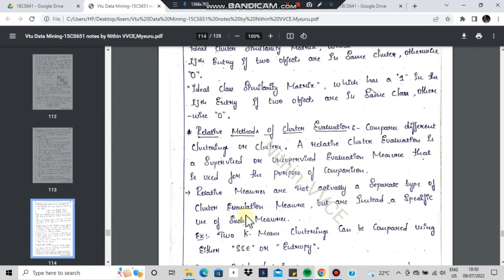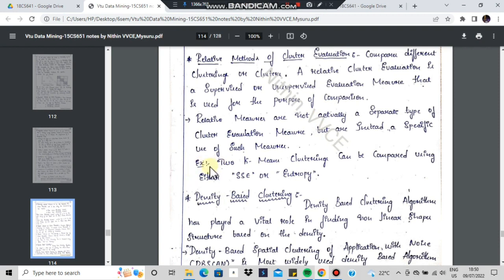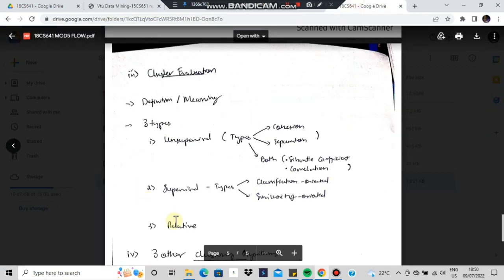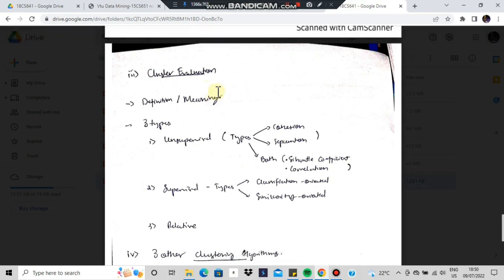So we'll be specifically focusing on one based on context, and we'll be seeing which are the benefits of both of these, and that we'll be using. That is a relative method of cluster evaluation. Okay, so for example, two k-means clustering can be compared using either SSE or entropy. So we are just using this as a comparison tool to compare the two different clustering algorithms. Okay, so that covers up the topic cluster evaluation or cluster validation.